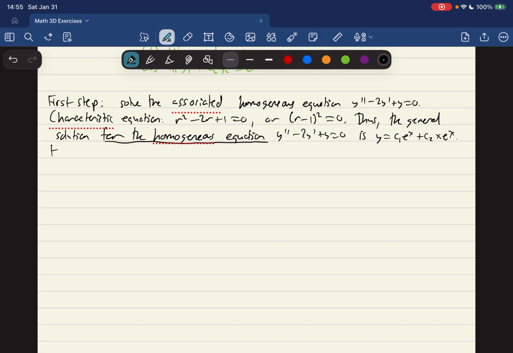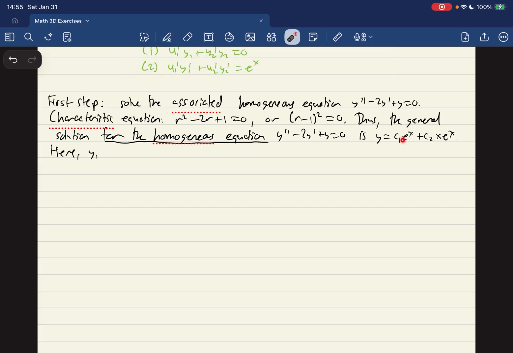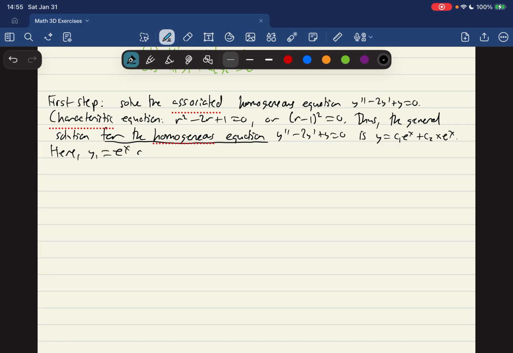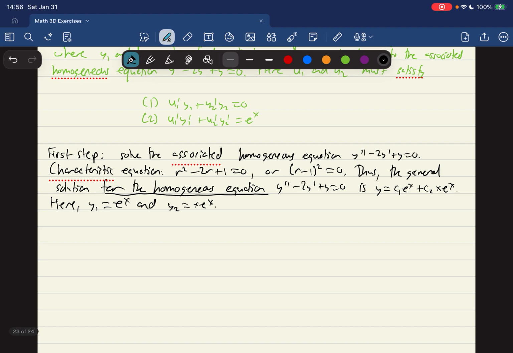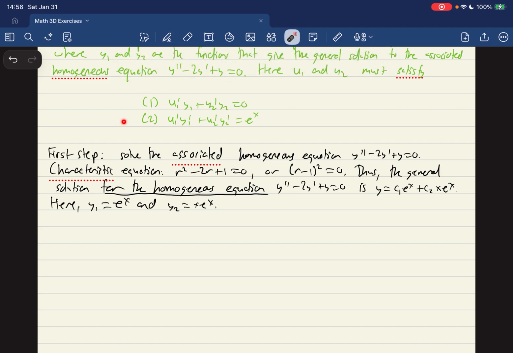And so here we see we're going to take our y1 to be e to the x and our y2 to be x e to the x. Okay, so now that we know y1 and y2, our next step is to solve this system right here.